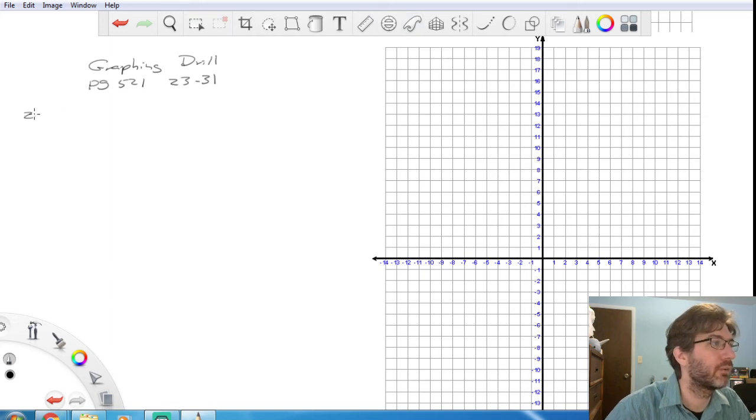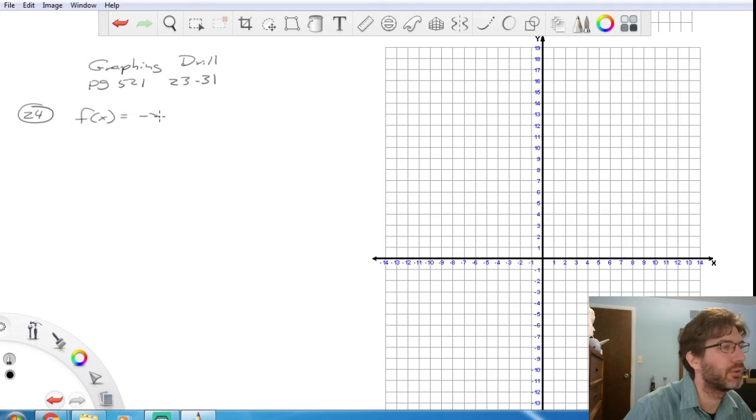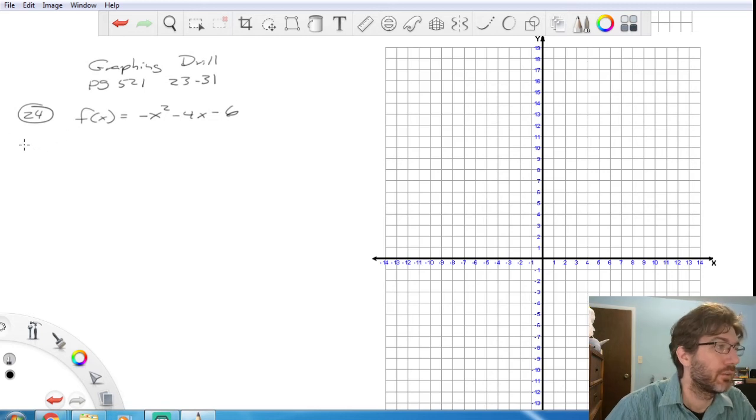And let's look at 24. 24 is in the term of f of x equals negative x squared minus 4x minus 6. In this case, again, you want to start with your line of symmetry, or axis of symmetry, I guess is what it's called. And again, that's going to be where x equals negative b over 2a.